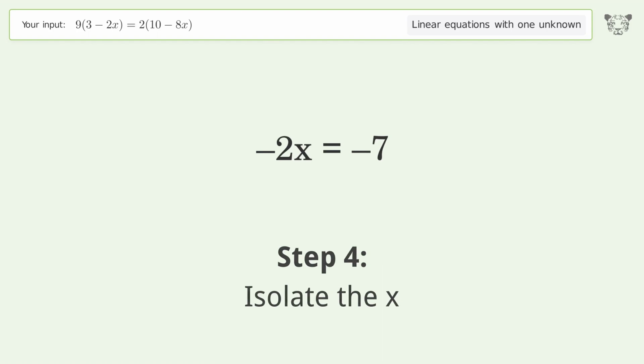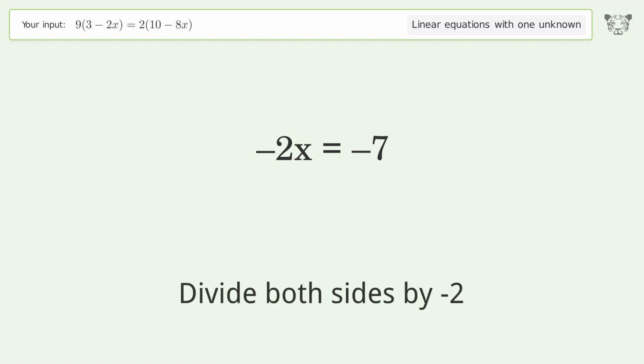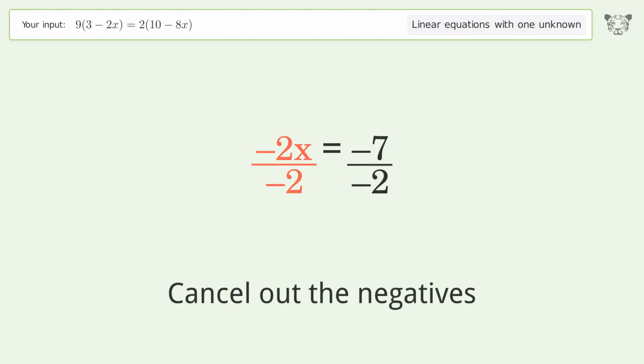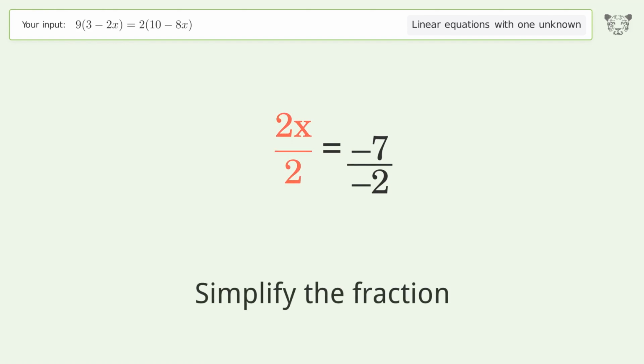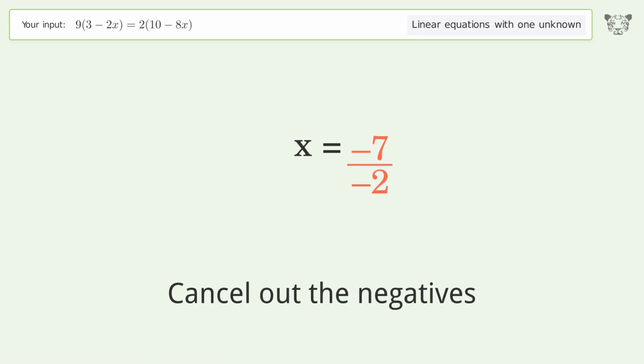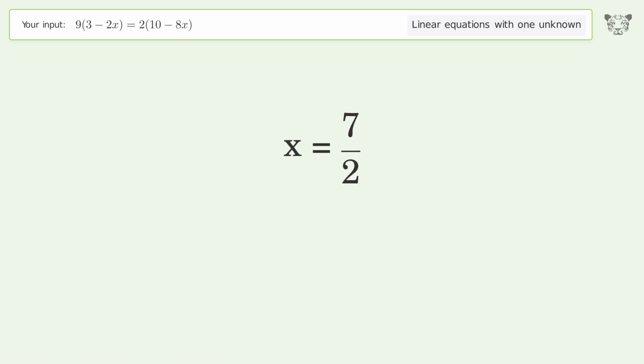Isolate the x. Divide both sides by -2. Cancel out the negatives. Simplify the fraction. Cancel out the negatives. And so the final result is x equals 7/2.